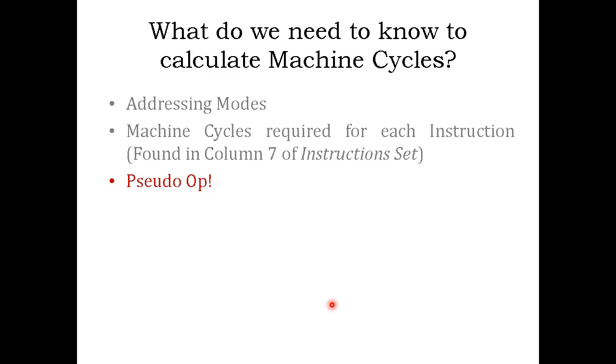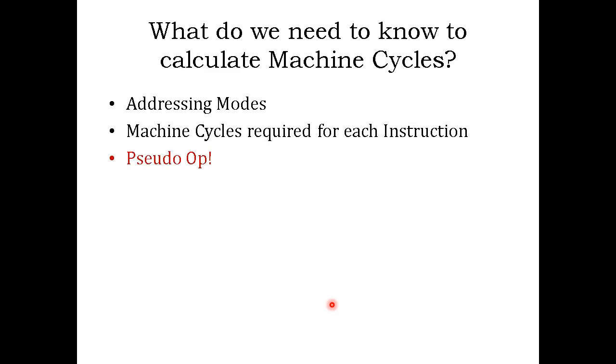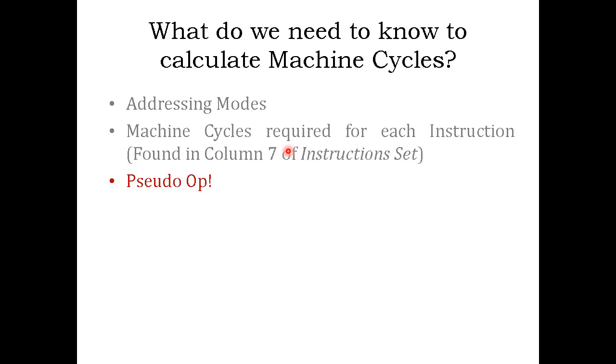To understand and calculate the machine cycles, you need to know 3 different things. Number 1, the addressing mode. Just by looking at the instruction, we can tell what the addressing mode is. Number 2, the machine cycles required for each instruction. We can also know that very easily from column 7. So the first 2 items, we already know.